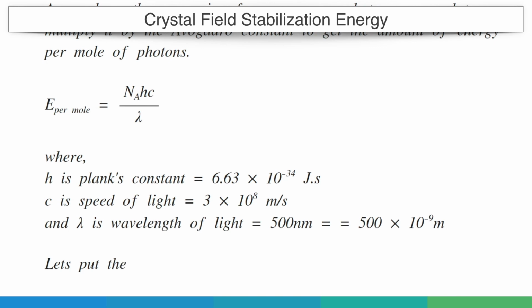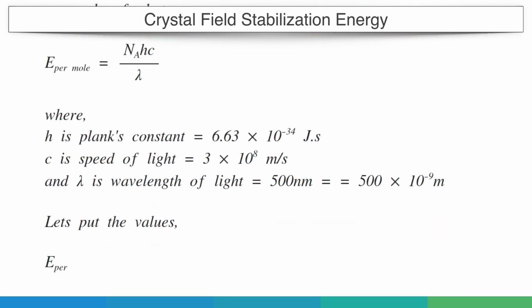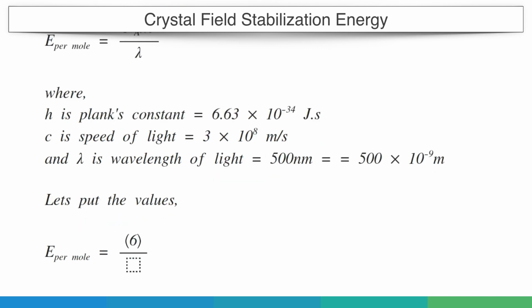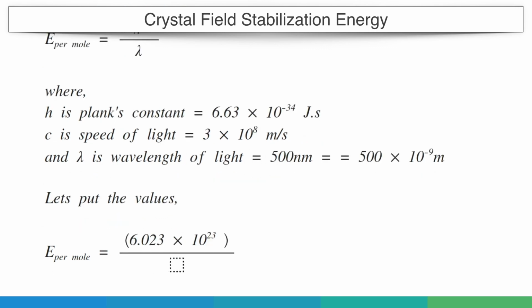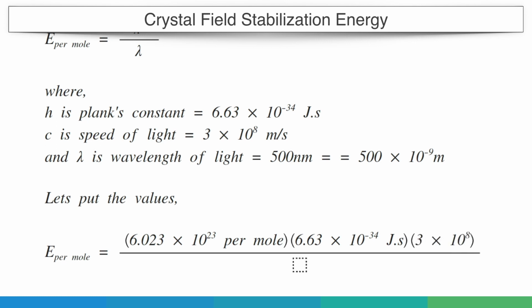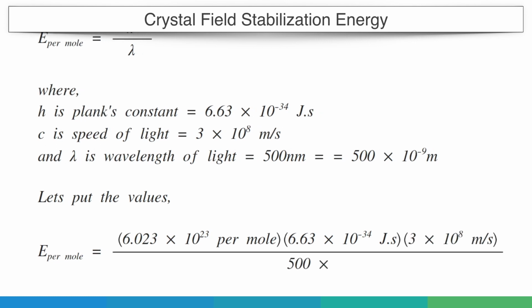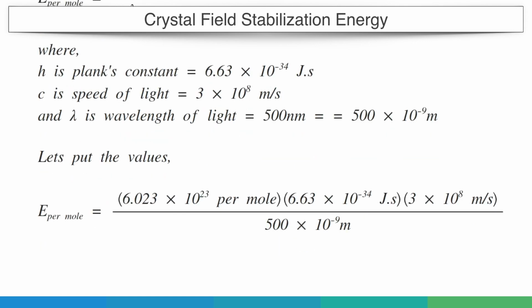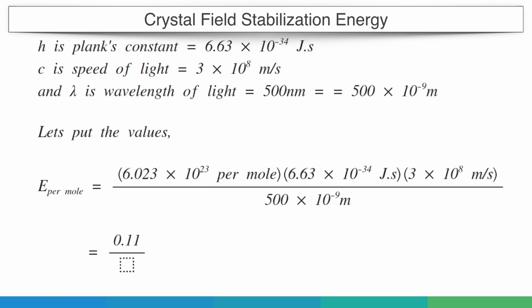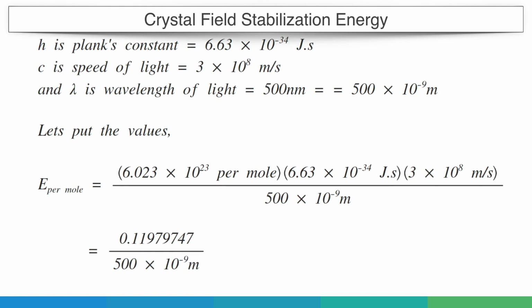Let's put these values in the equation. Energy per mole is equal to 6.023 into 10 to the power 23 per mole into 6.63 into 10 to the power minus 34 joule second into 3 into 10 to the power 8 meters per second, divided by 500 into 10 to the power minus 9 meters, which comes to 0.119797 divided by 500 into 10 to the power minus 9 meters, which is 239,000 joules per mole, or we can say 239.59 kilojoules per mole.